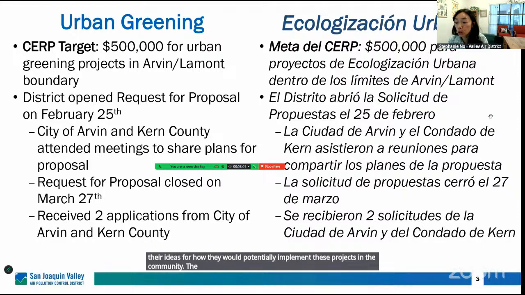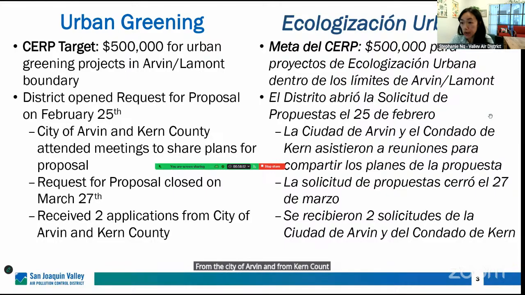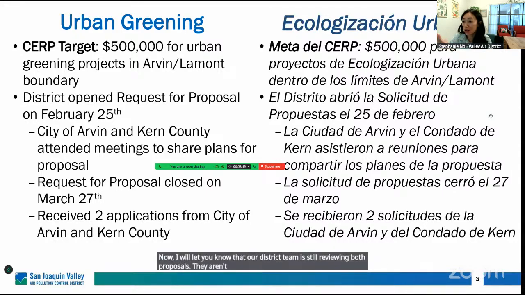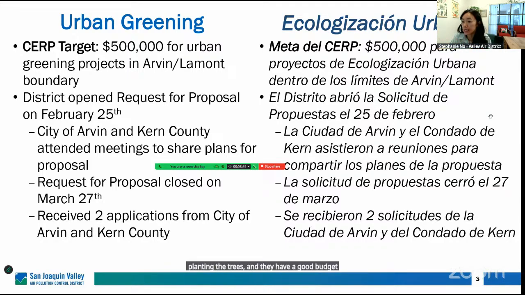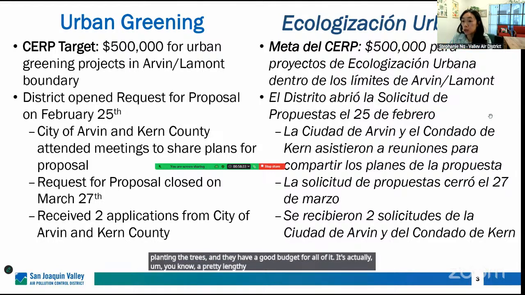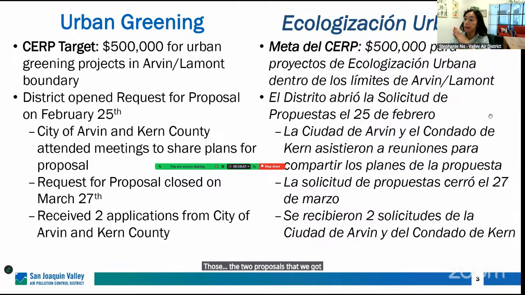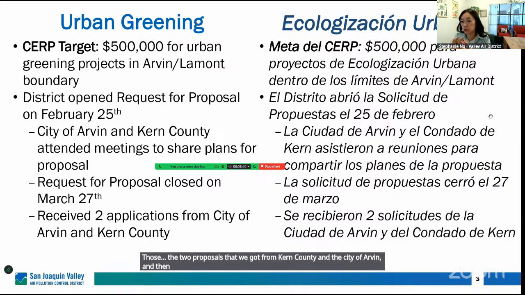The request for proposal closed at the end of March, and I'm super happy to share with you all that we did receive applications from the city of Arvin and from Kern County. Now, I will let you know that our district team is still reviewing both proposals. They aren't just a simple back and forth form. We require, as part of this proposal, that these agencies are planting the trees and have a good budget for all of it. It's a pretty lengthy application, so our team has to go through and make sure that everything is all good with those applications. So today I'm just going to present a high level overview of the two proposals that we got from Kern County and the city of Arvin. And then in the next meeting, we'll do something a little bit more in depth.